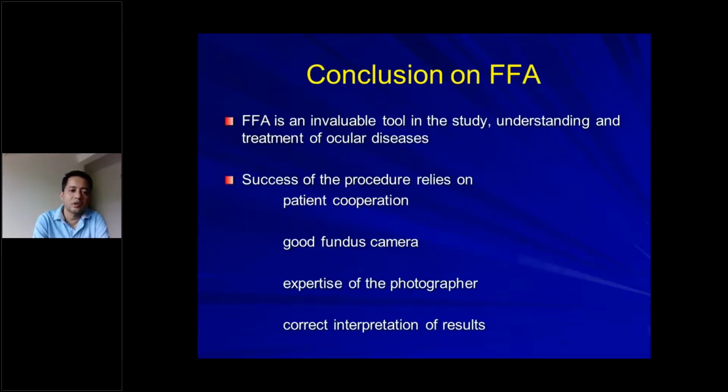So in conclusion, FFA is an invaluable tool for us in understanding and treating ocular diseases. But we should remember that to have a good FFA result, you need a cooperative patient. A very sick patient, or a patient who's not able to understand and cooperate, is not a very good candidate for the test. You need a good fundus camera, a person with expertise in photography, and you also need to do a correct interpretation of the results.